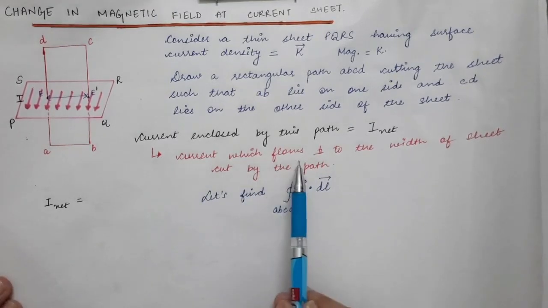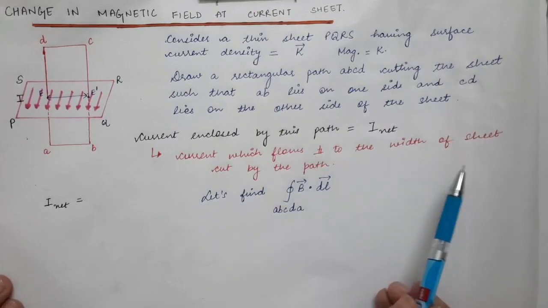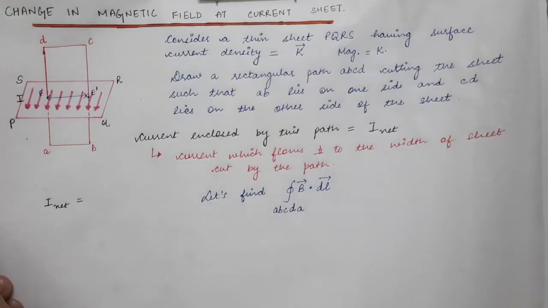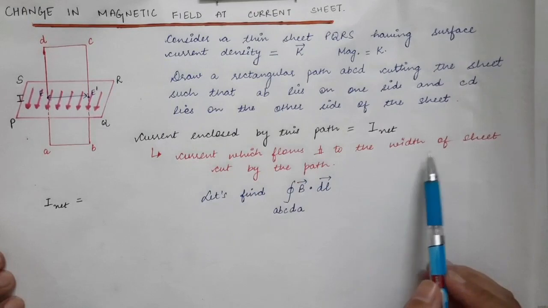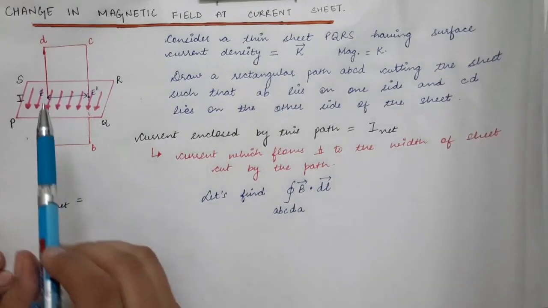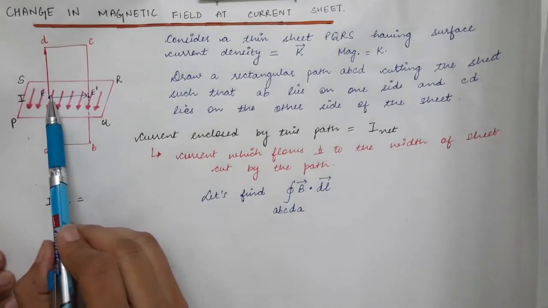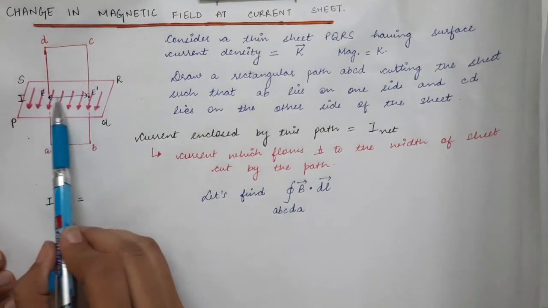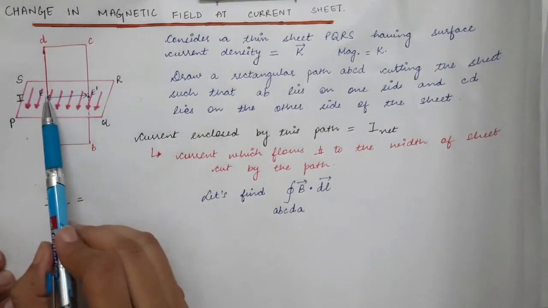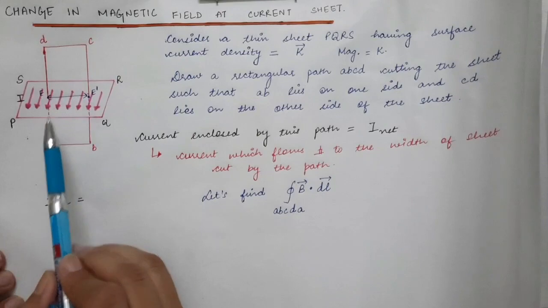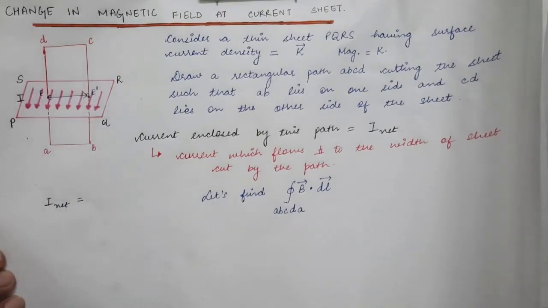So current which flows perpendicular to the width of the sheet cut by the path. So what is the width of the sheet which is cut by the path? That is this one. So this is the width of this infinite sheet which is cut by this imaginary path.